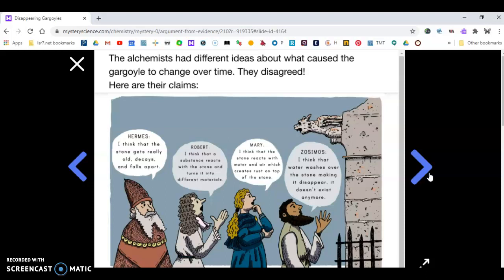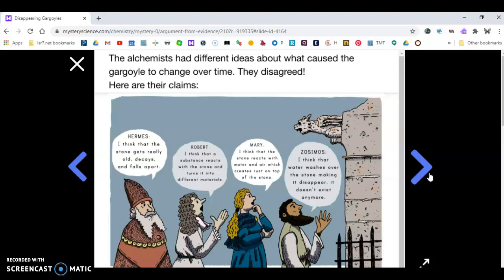Here are their claims. Hermes: I think that the stone gets really old, decays, and falls apart. Robert: I think that a substance reacts with the stone and turns it into different materials. Mary: I think that the stone reacts with water and air, which creates rust on top of the stone. Zosmos: I think that the water washes over the stone, making it disappear.